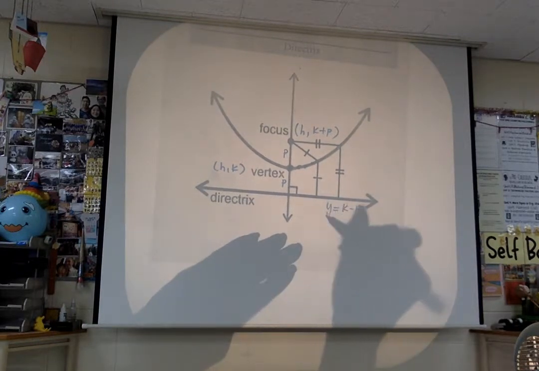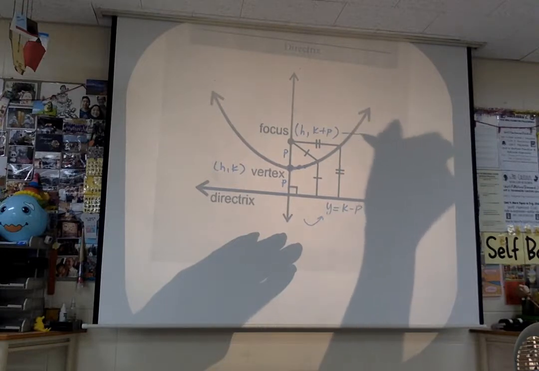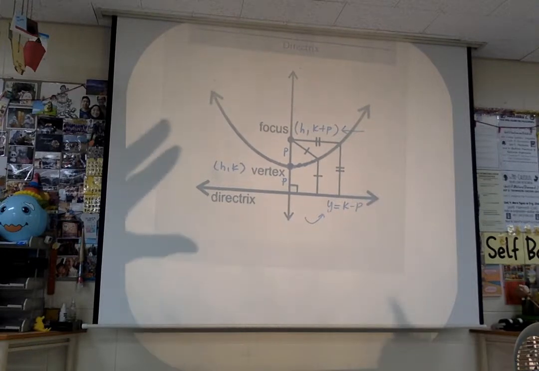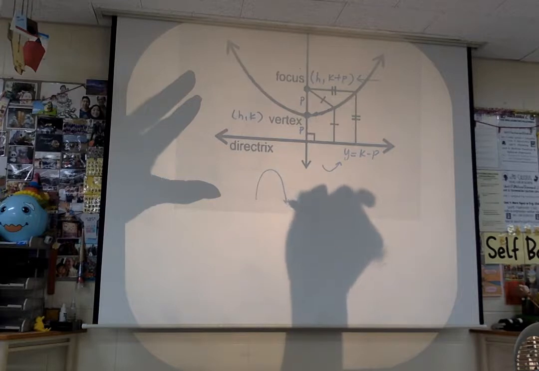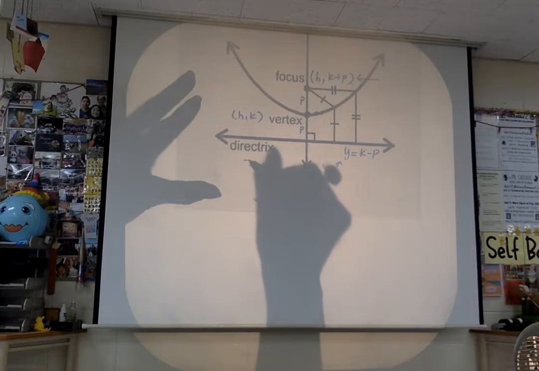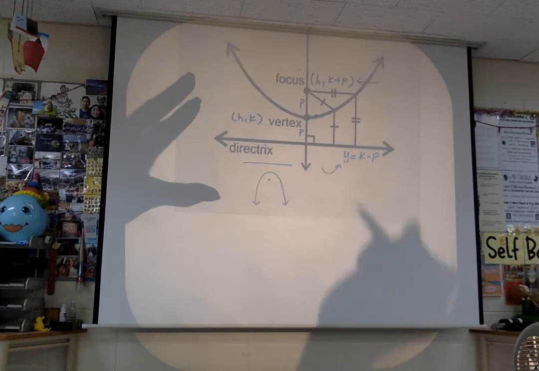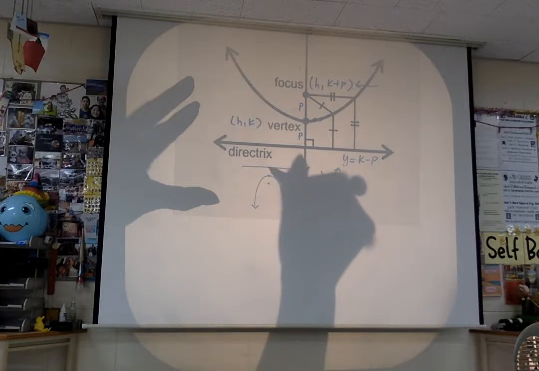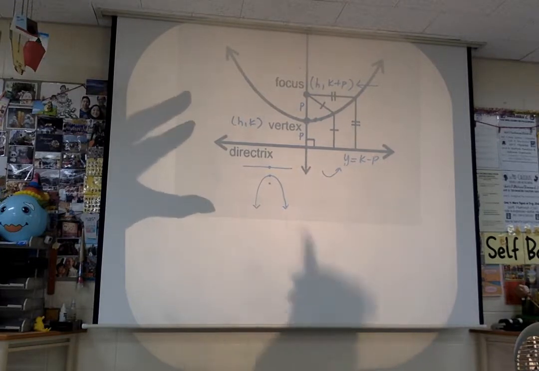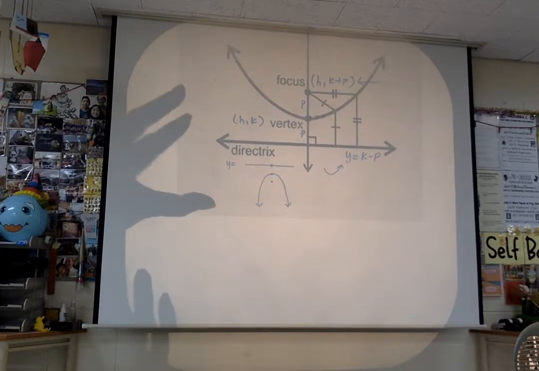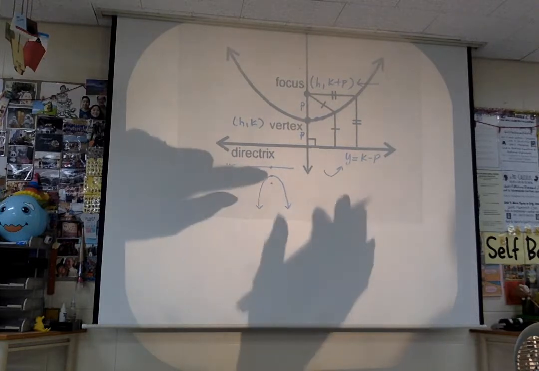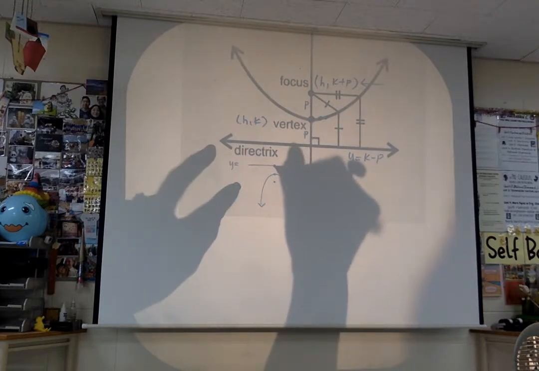You don't need to memorize these, okay? Because you'll know from common sense. For example, if I gave you one like this, and I told you this guy is my vertex, this guy is my directrix, right? This line, okay? In this case, you would have to add P because it went up higher.